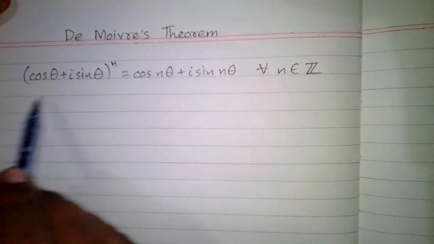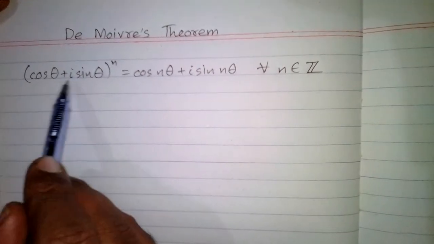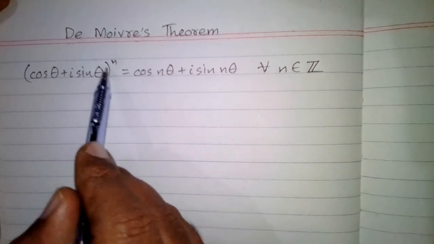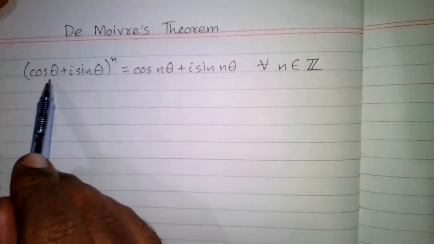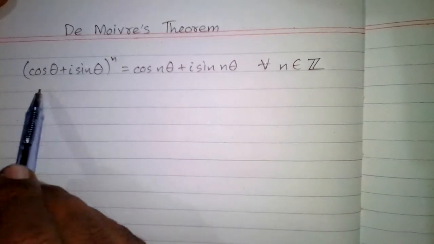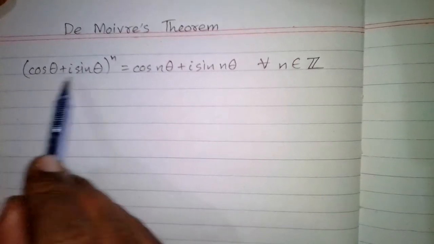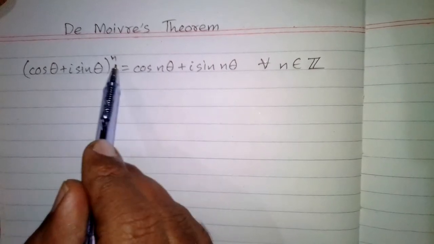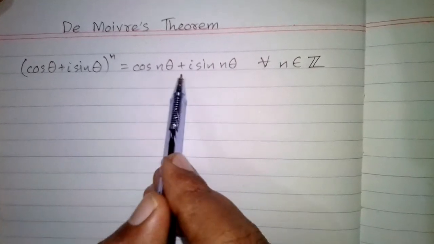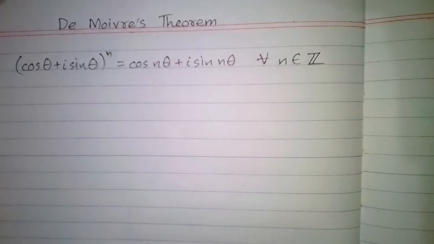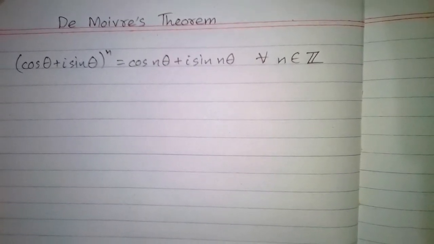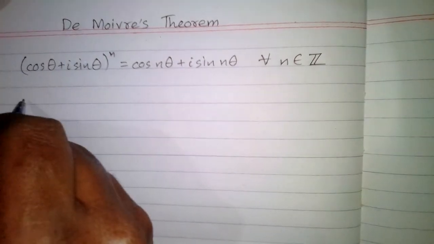So what is De Moivre's theorem? If cos theta plus iota sin theta has a power n, then this power will become the coefficient of the angle. So (cos theta plus iota sin theta) raised to the power n is equal to cos n theta plus iota sin n theta. Now we are going to prove this theorem, and in order to prove this theorem we will use mathematical induction.